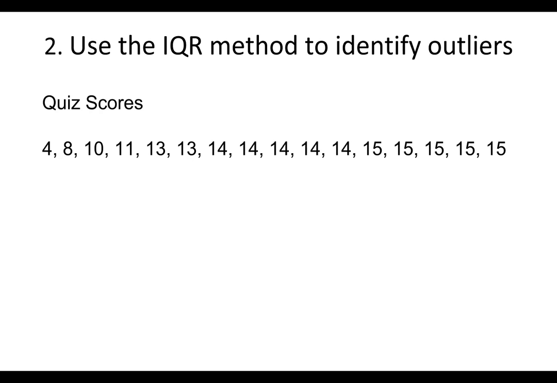Just from looking at the distribution, we can guess that the lowest score of 4 will probably be an outlier. I'm not sure if 8 or 10 will be outliers or not, so we'll use the IQR method to objectively identify all of the outliers in this distribution. To do this, we need to know Q1, Q3, and the IQR. We didn't find quartiles by hand yet, but the process is very similar to what we did to find the median last week. We'll start by finding the median. Then Q1 will be the middle of the lower half, and Q3 will be the middle of the upper half.